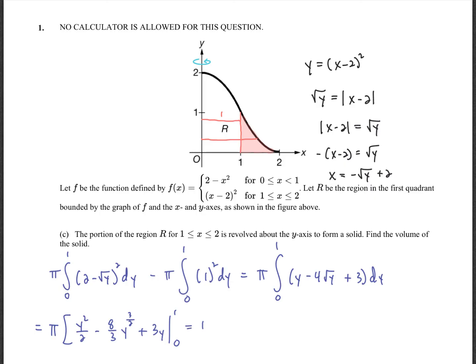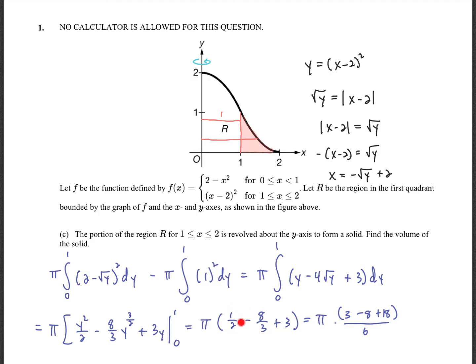Okay, zeros don't matter, so we'll just be plugging in 1. So this will be pi times 1/2 minus 8/3 plus 3. Okay, common denominator is 6, so this will be pi times 3 minus 8 plus 18. These are all just the numerators of these fractions if you got them over 6.